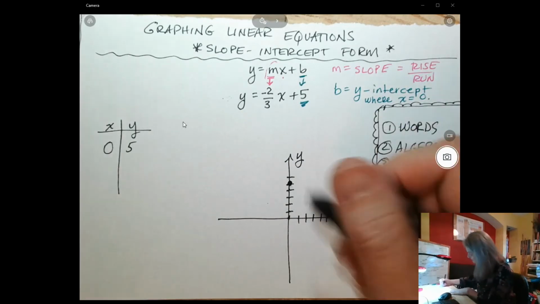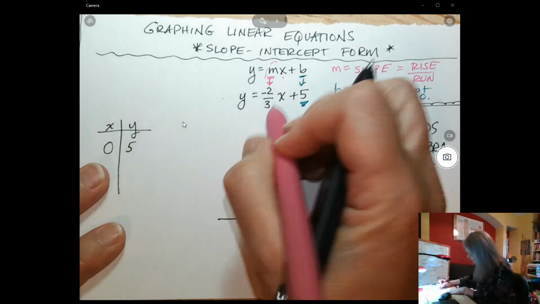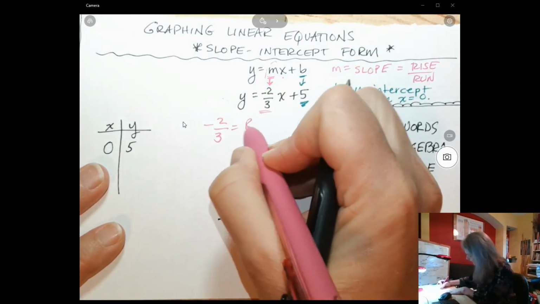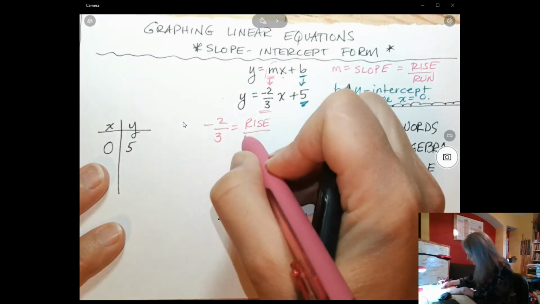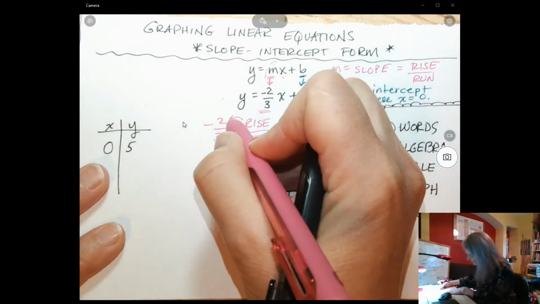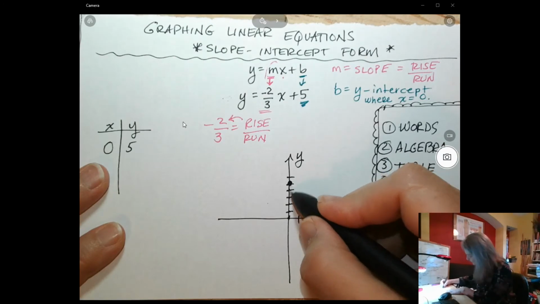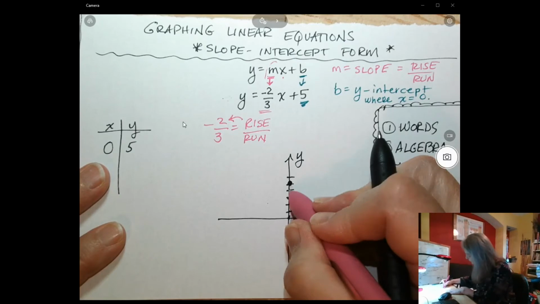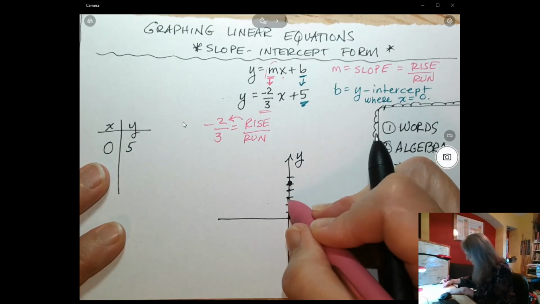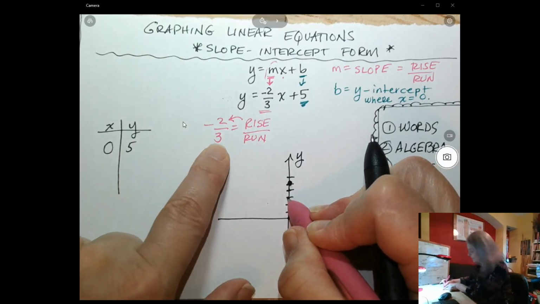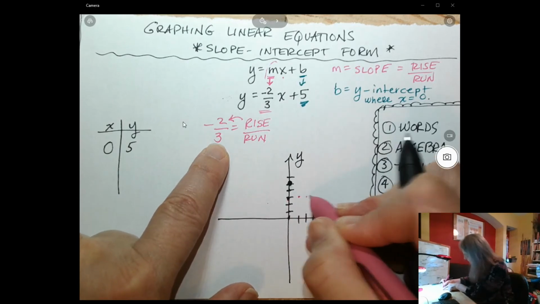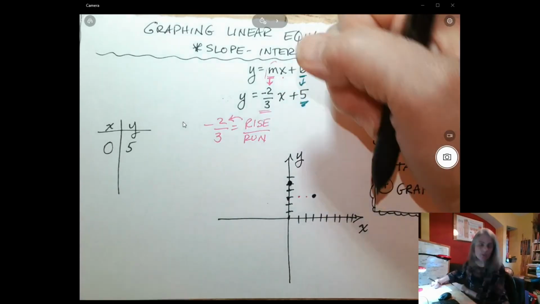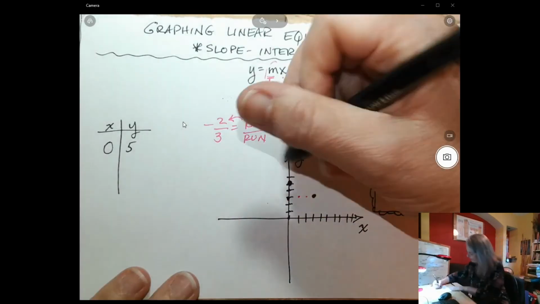Now we're going to take the slope. Let's break it down. The slope is -2/3, which is equal to rise over run. The rise is -2, which means we go down 2 because it's negative. So from this point we go down 2: 1, 2, and then we go over 3 in a positive direction: 1, 2, 3. So we're at the point right here. Now we've got 2 points, and with 2 points, you can draw a line.